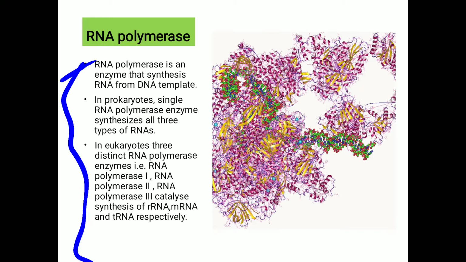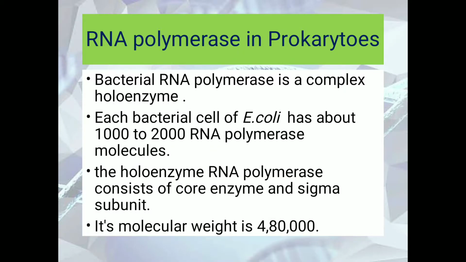First, let's talk about prokaryotic RNA polymerase. It is a complex holoenzyme. So first we should know what a holoenzyme is. A holoenzyme is a compound where an enzyme associates with another core enzyme. Here we can see that the core enzyme forms a holoenzyme with the addition of the sigma subunit. The other information is that each bacterial cell of E. coli has about 1000 to 2000 RNA polymerase molecules, and its molecular weight is 480000 daltons.